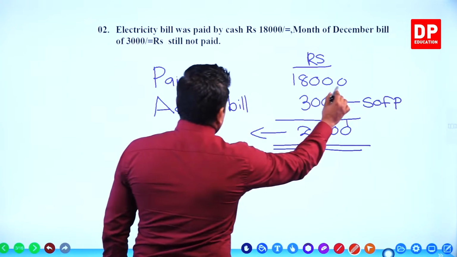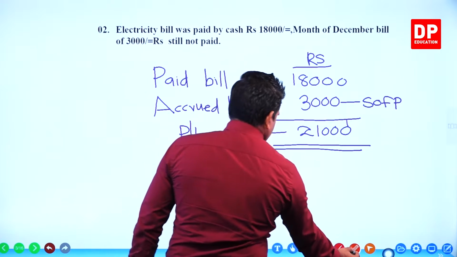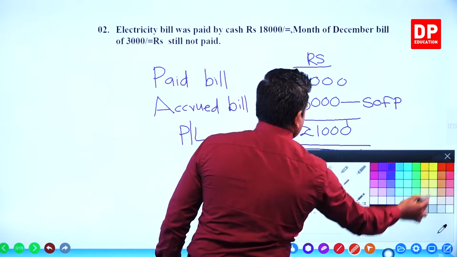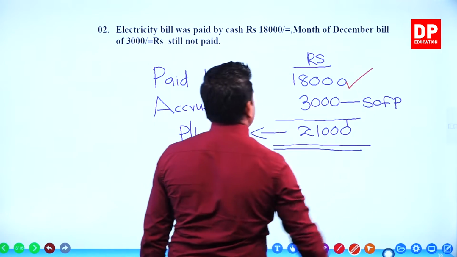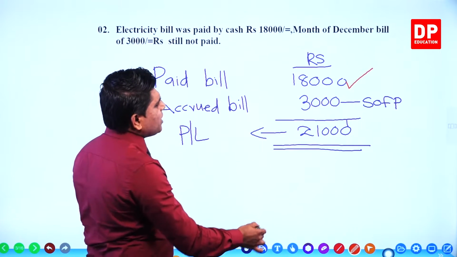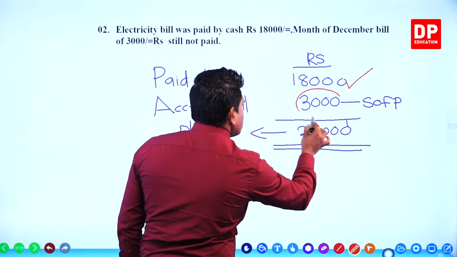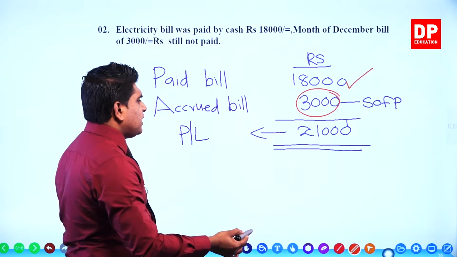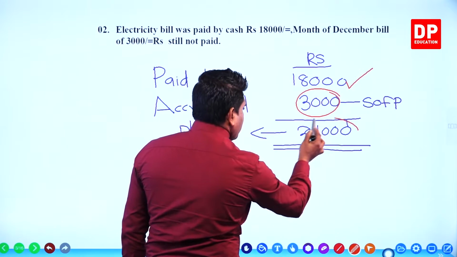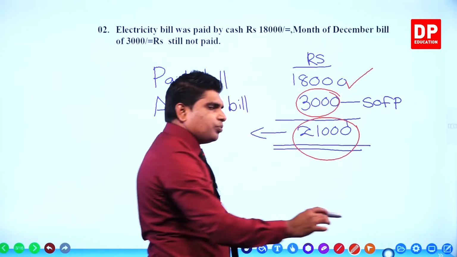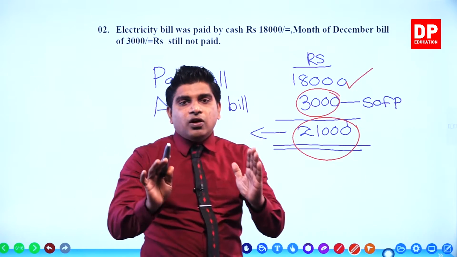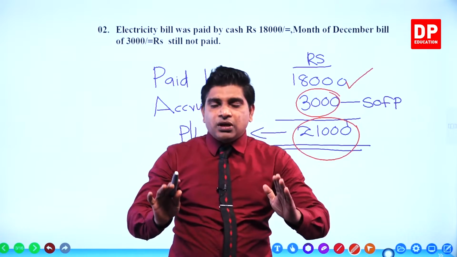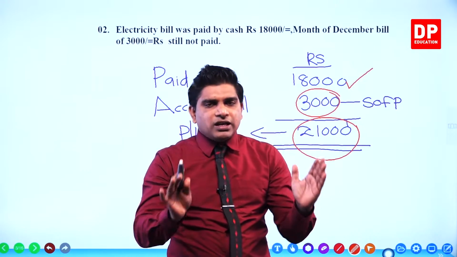Paid bill 18,000. Can you see? This is the paid amount. Right? Accrued bill how much? To be paid 3,000. Right? Then total bill for the year 21,000, whether you paid or not. Full water bill or full electricity bill or full insurance or advertising or whatever.